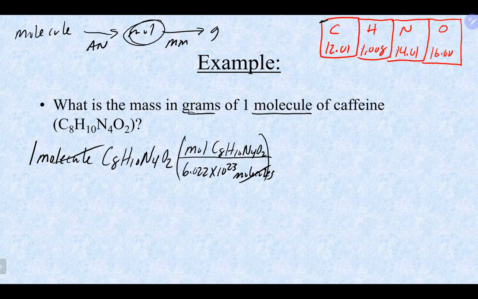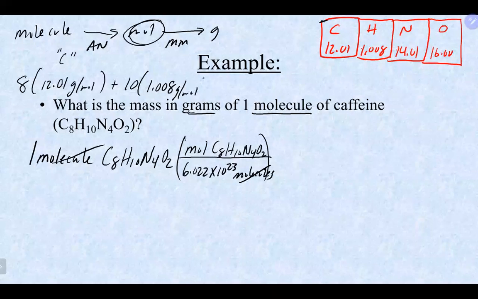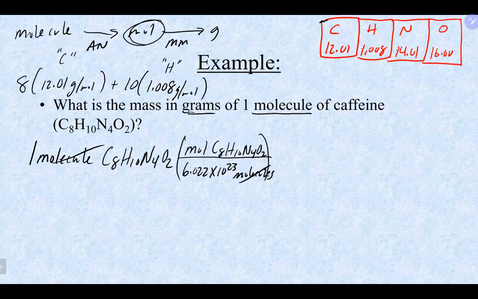If you want to get a number, you can, just don't round too much, but we'll continue on with it in one calculation here. So in this case, we have 8 carbons at 12.01 each. We then have 10 hydrogens at 1.008 each from the periodic table. We got 4 nitrogens at 14.01 each from the periodic table. And lastly, there we got a couple of oxygens, each at 16 grams per mole.